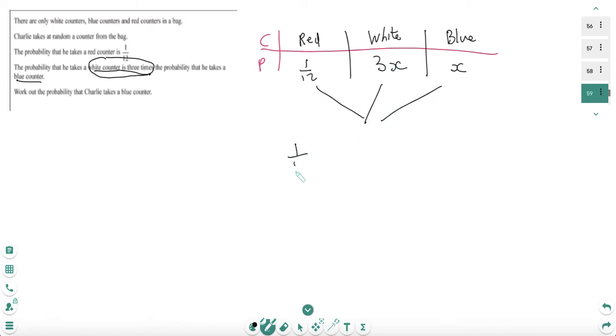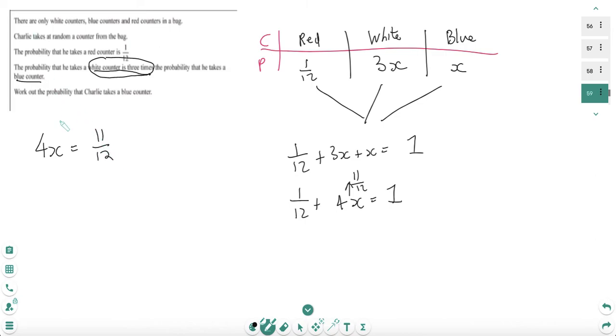So we can say 1/2 plus 3X plus X equals 1 whole. Let's simplify it. 1/2 plus 3X plus X is 4X equals 1 whole. So 1/12 plus something is 1. Well, I know 4X must be 11/12 because 1/12 plus 11/12 is 1. So we can write 4X must be 11/12. And let's go find X.